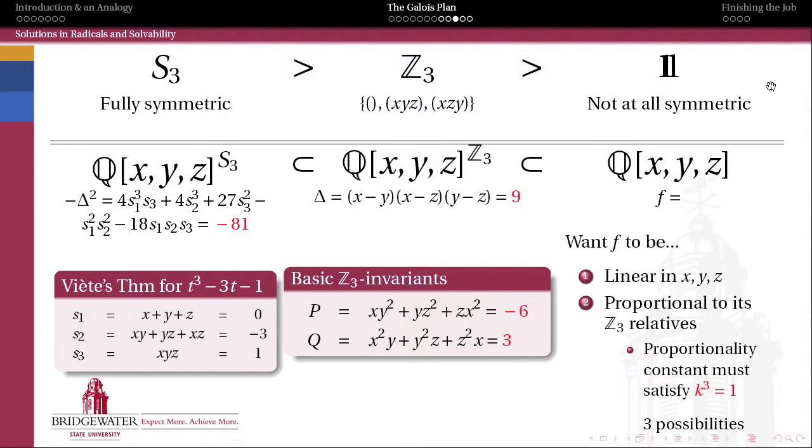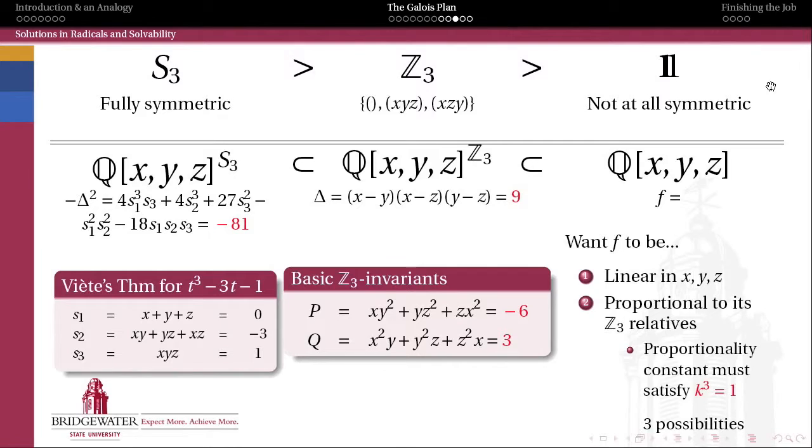So what this is going to require us to do is come up with some polynomials in the right-hand column which are linear in x, y, and z, so we can make a linear system. But we also want, just like when we were going from the left column to the middle column, to find polynomials that are proportional to their Z mod 3 relatives. In other words, when I apply a cyclic permutation, what I get is a scalar multiple of the original polynomial.